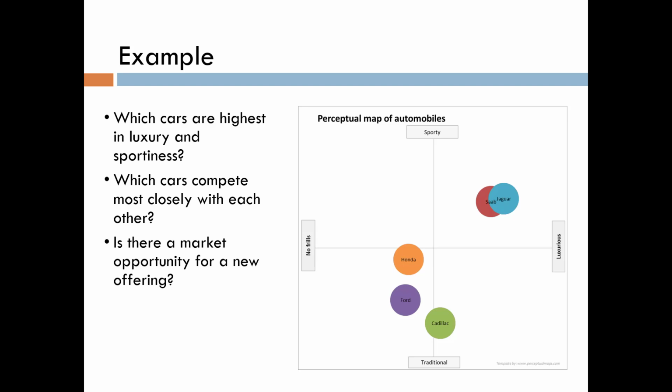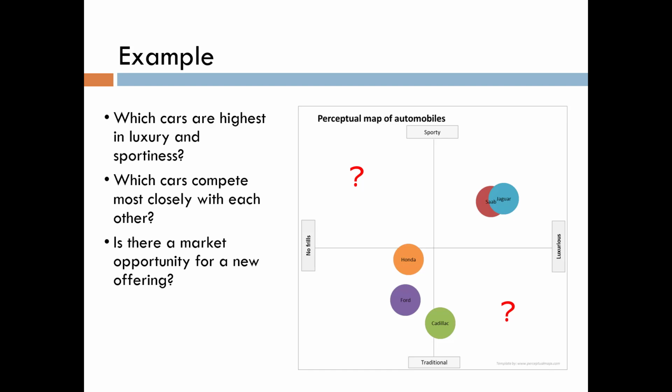The last question we might ask is, is there a market opportunity for a new product offering? Which is another way of saying, is there a gap in the market? To answer this, you have to look at areas in the map where there are no competitors, where literally there is a gap or an empty space. We can see that on this map, there is an empty space in the top left quadrant, meaning that there is no car that is high in sportiness and no frills.